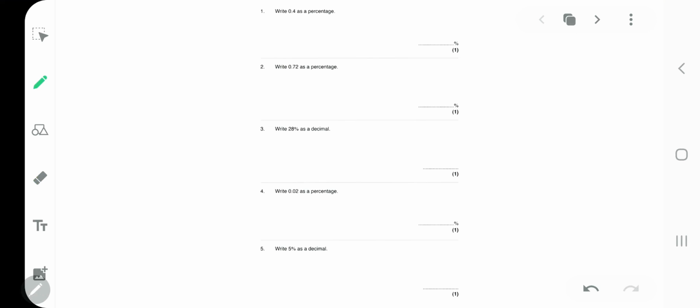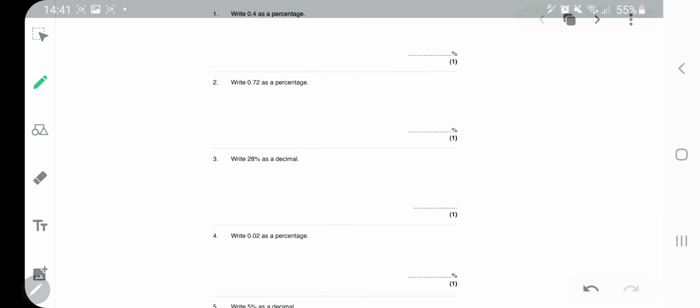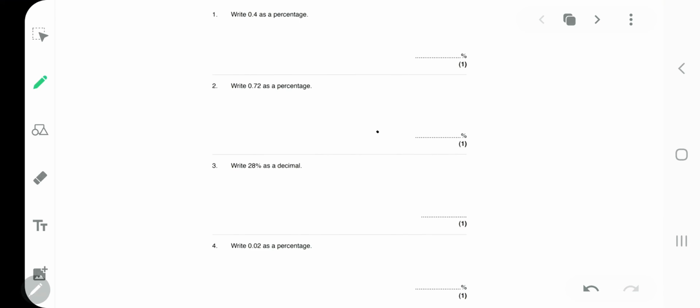Let's start. Number one, if you could notice here, I'll zoom up the screen. It is 0.4 as a percentage you have to write. So it will be 0.4. When you want to convert any number into percentage, make sure you multiply with 100. When you multiply 0.4 to 100, the decimal will shift towards right two places. So that is 40%.